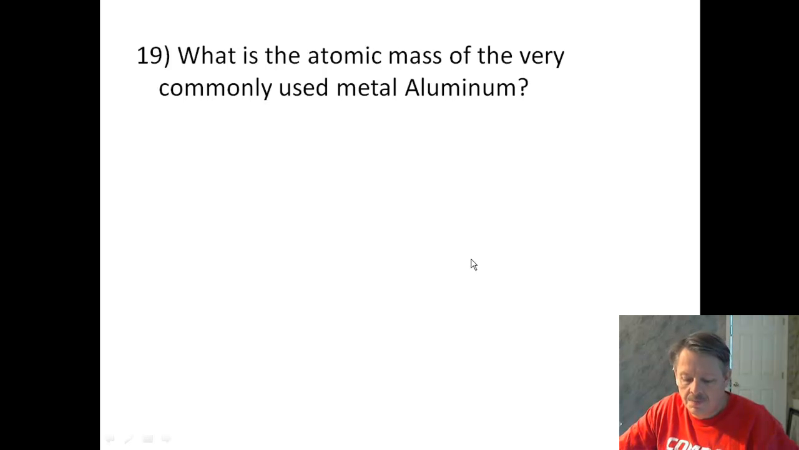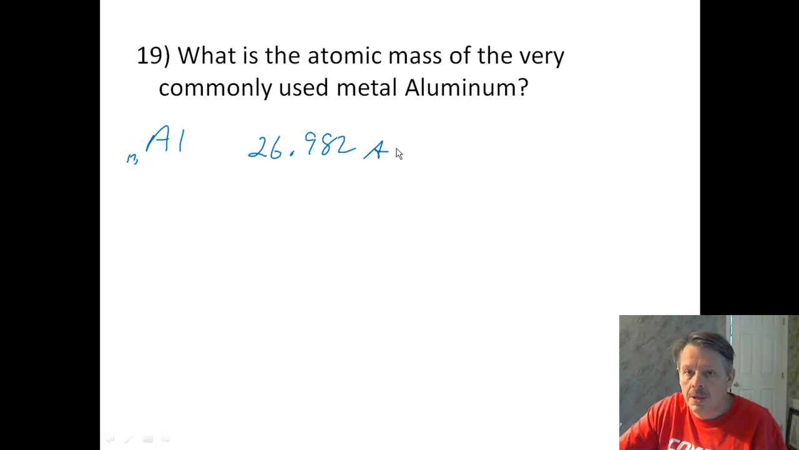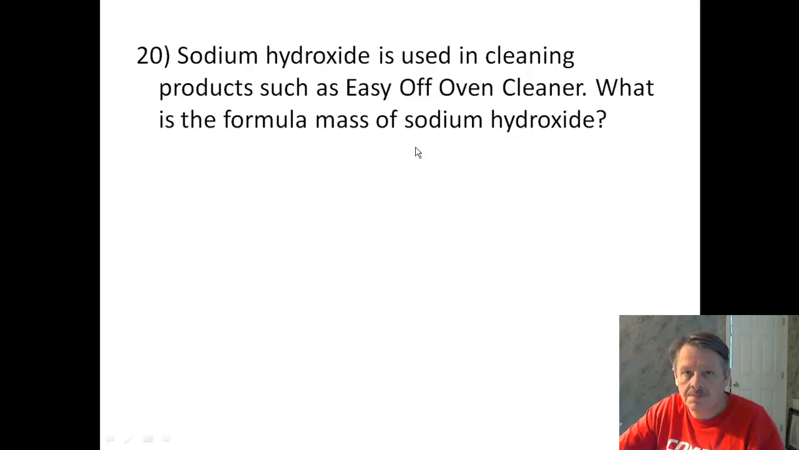19. What's the atomic mass of aluminum? Well, I just look up aluminum. That's pretty simple. It's number 13 on the periodic table, and it weighs 26.982, and that is atomic mass units.